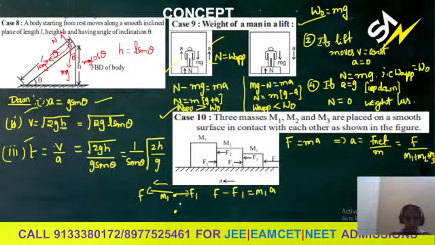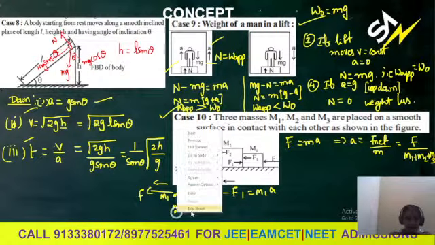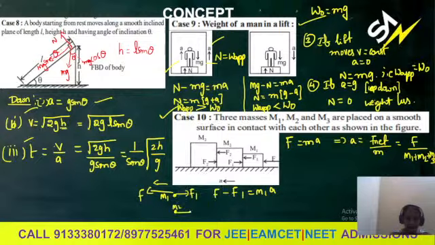Let us take second mass, that is M2. On M2, F2 is acting in this direction, opposite to direction of motion, applied force. And F1 is acting in this direction. So we can write F1 minus F2, because F1 is along the direction of motion. This is the direction of motion. So F1 minus F2 is equal to M2A.